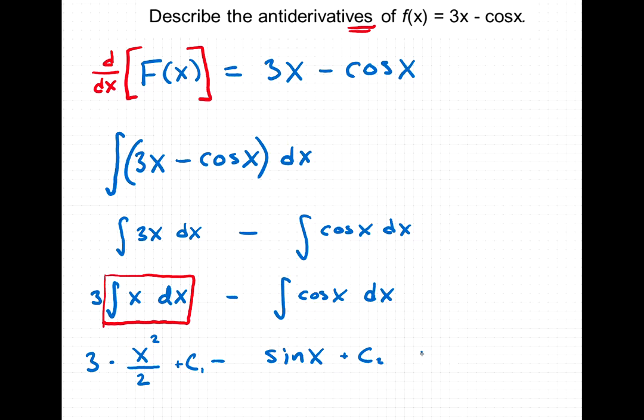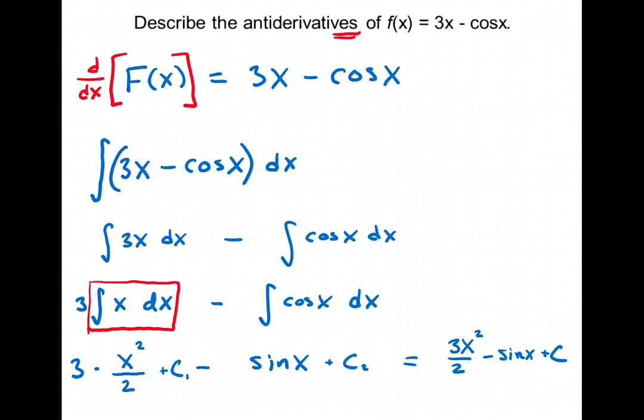All right, well, those two constants, we could combine those into one and just call it C. And so we could clean this up a little bit, and we'll have 3x to the second power over 2 minus the sine of x plus C. And so we could always check this by taking the derivative of this and making sure you're back to where you started.